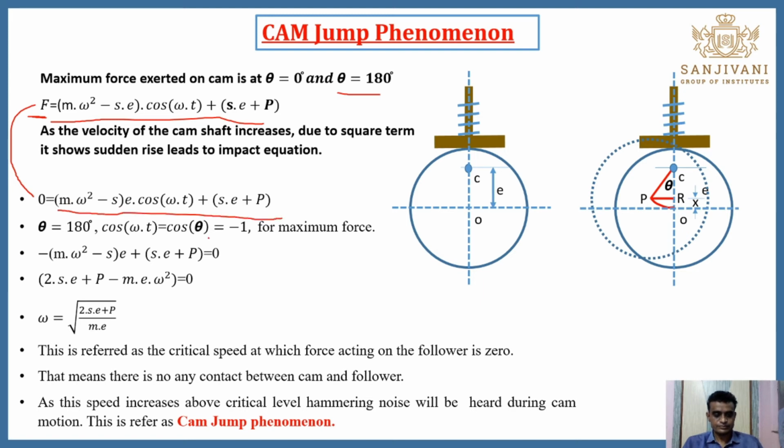Okay, again here we are considering the negative force, that means the maximum force in the upward direction and the downward direction. Now here we are considering the maximum force, which is the -1, at which the follower is in the upward direction, because we are considering the downward direction as positive, and the upward direction as negative.